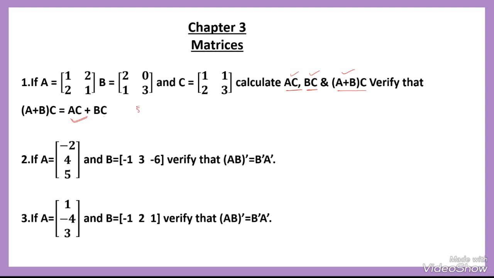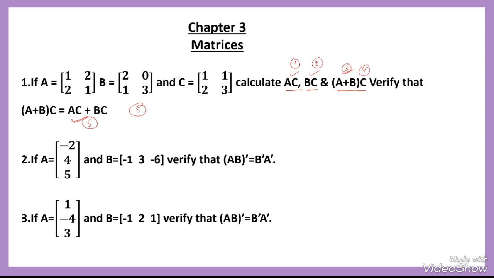We will get 5 marks. The marks distribution here: for finding AC, there is 1 mark. Then finding BC, this is 2. While finding A plus B, this contains 3. When multiplying A plus B with the C matrix, this is 4 marks. And finally, you have to write both the values. You get the complete 5 marks here.